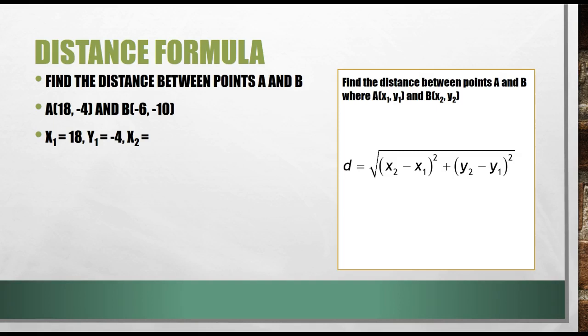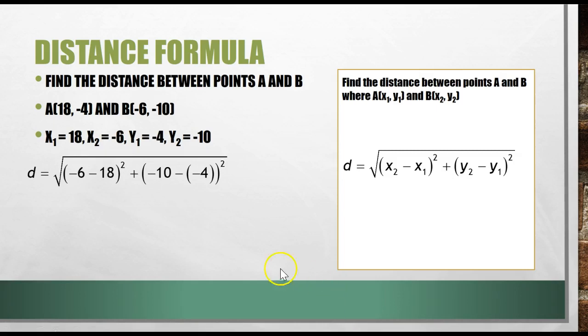x2, that is coming from the x coordinate of our second point, which is -6. And y2 is coming from the y coordinate of our second point, which is -10. Now that I have identified all of the pieces, I am going to plug them into the distance formula. So something to be careful of is remembering that you are going to subtract, but sometimes you're going to be subtracting a negative.